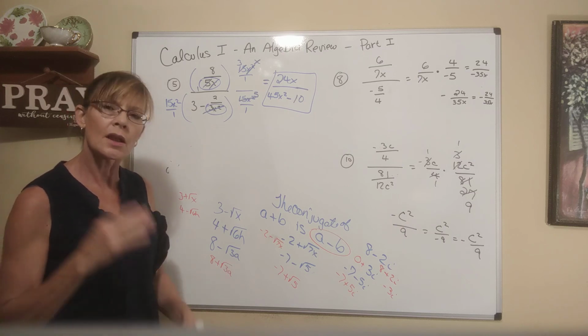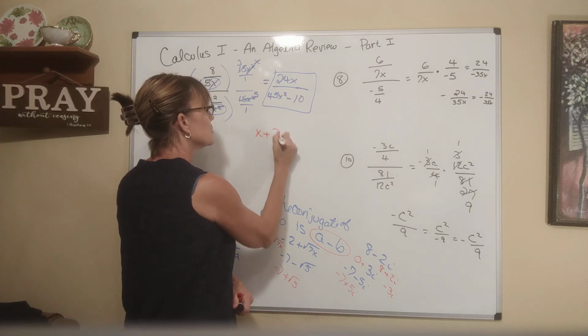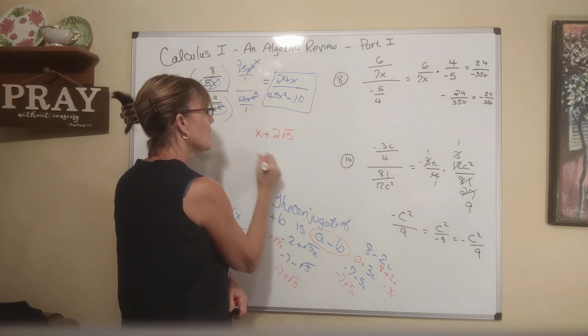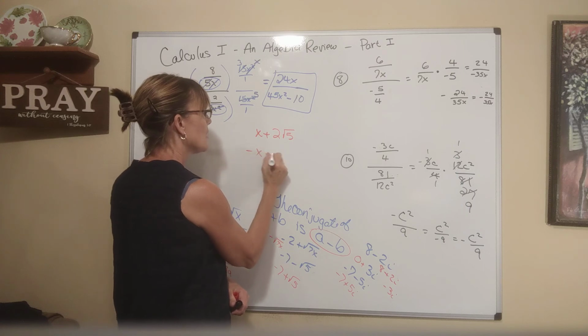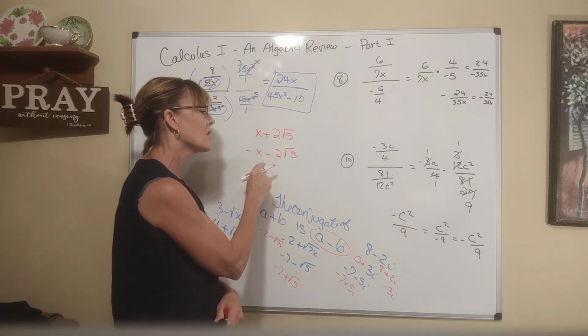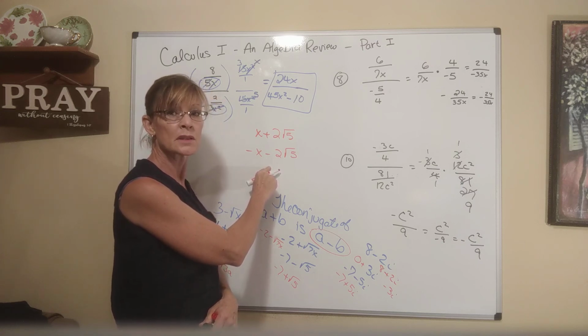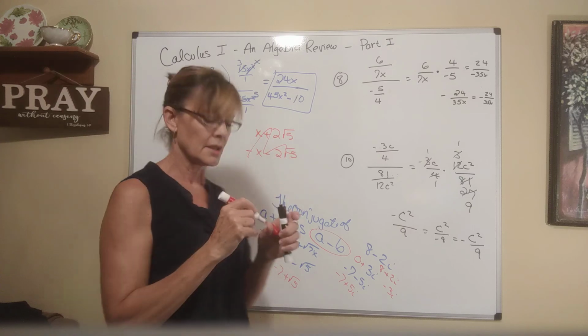Just out of curiosity, what does it mean if we have something like this? x plus 2 times the square root of 5. What would this be? Negative x minus 2 times the square root of 5. When you change the signs of both of them, that is called the negative or the opposite of that number. That's not a conjugate, that's the opposite of a number. So that's what that is. Alrighty.